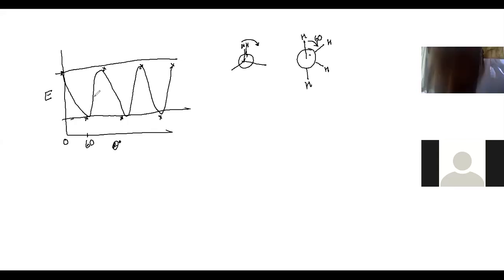So this is the conformation analysis of ethane molecule. So it has got only one maximum and one minimum.